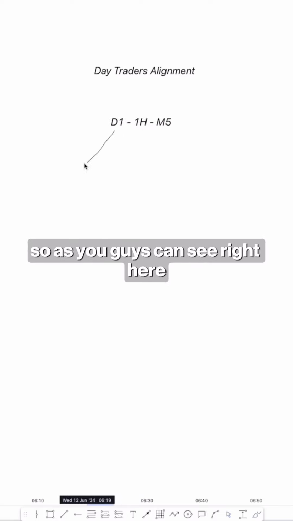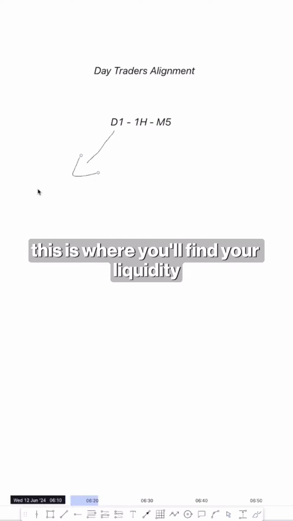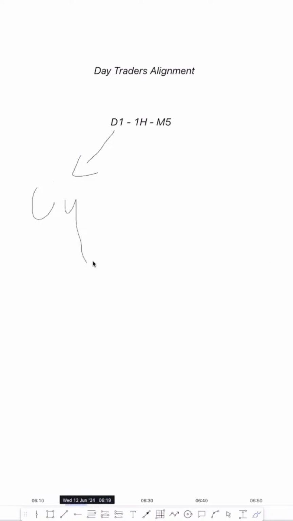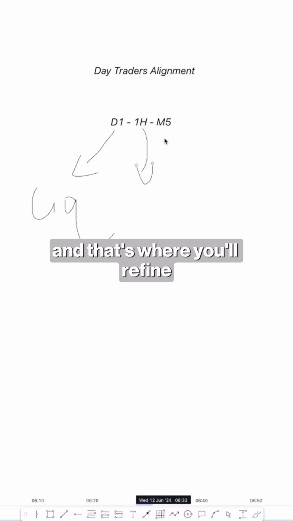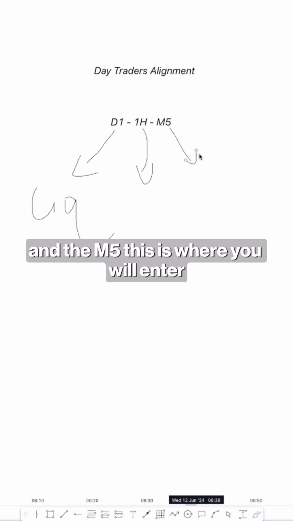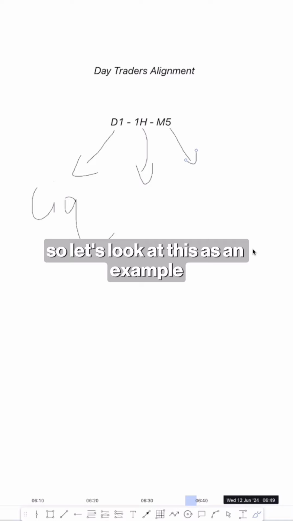So as you guys can see right here, the D1, that's the daily chart. This is where you'll find your liquidity. And once you find your liquidity, you'll move on to the 1 hour, and that's where you'll refine. And the M5, this is where you will enter. So let's look at this as an example.